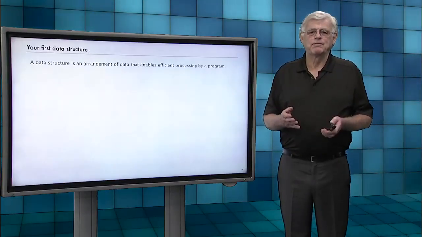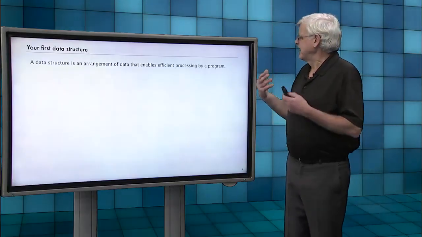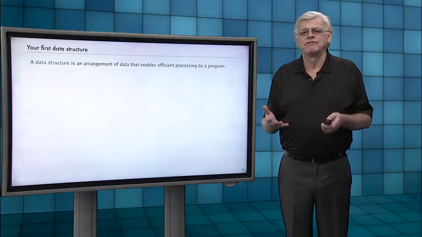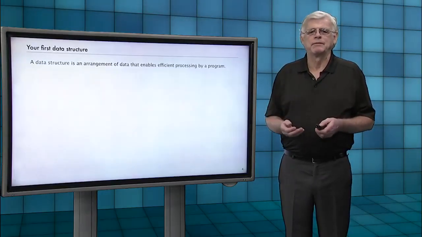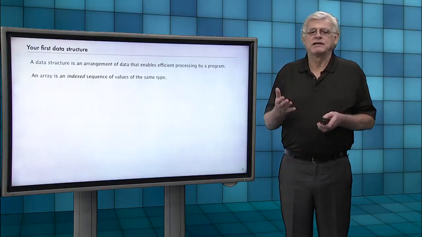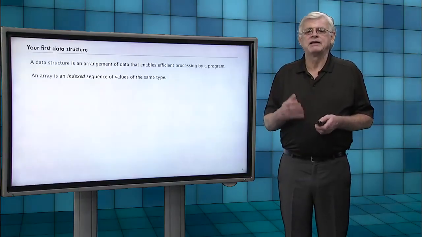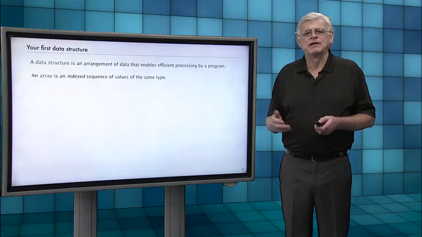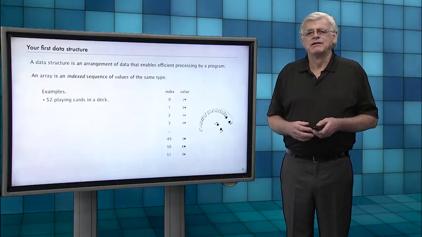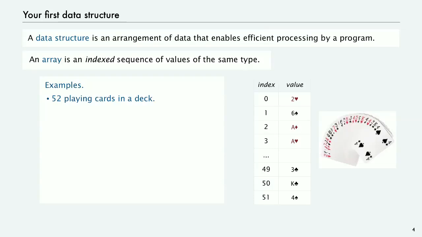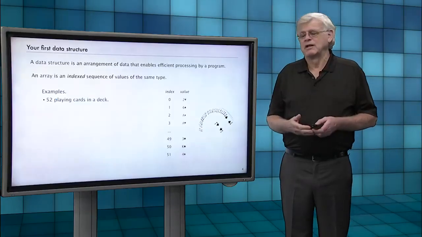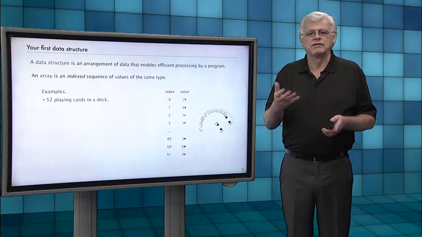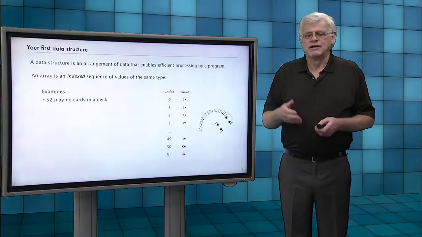What's a data structure? It's an arrangement of data that helps us efficiently process it in a program. An array is defined to be an indexed sequence of values of the same type. We'll take a look at what each of those ideas means. So here's an example of an array. It's 52 playing cards in a deck. That's the example that we're going to work with for a lot of this lecture.